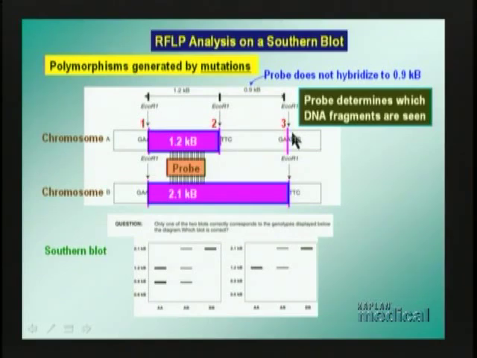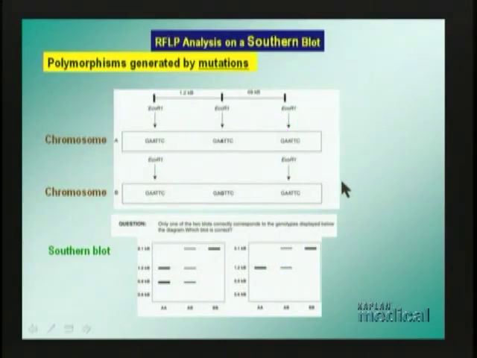What I would like to do now is carry this one step further. How can we get a southern blot which does look like the one shown here on the left? So what I'd like to do here is now erase most of this material. Let's get rid of it. And now illustrate how the southern blot shown on the left could be the answer.